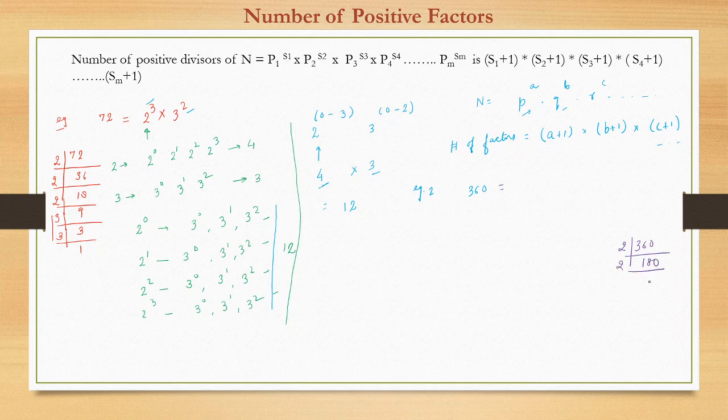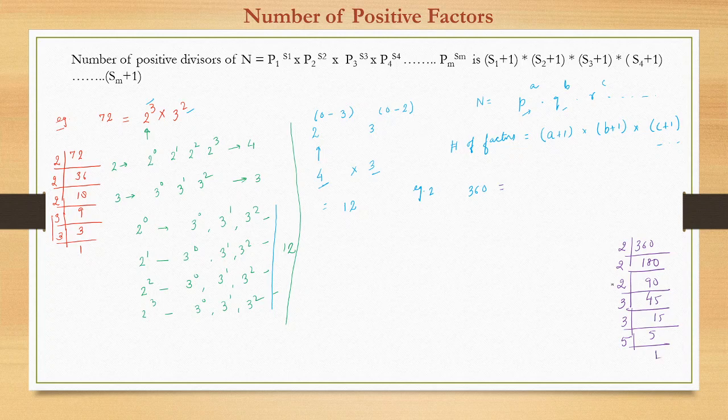Again 180 to be divided by 2, we get 90. We can further divide 90 by 2 to get 45. Further 45 is no more divisible by 2, so we try with 3. Yes, 15 times. Then again 15 can be divided by 3, we get 5, and 5 we can divide, so we get 1. So what would be the factors?